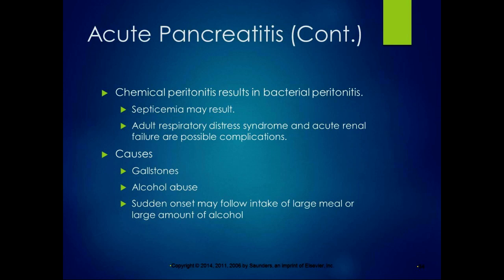It can be caused by alcohol abuse. Sudden onset of acute pancreatitis may follow Thanksgiving, a large meal, or a large amount of alcohol. I say Thanksgiving because people tend to overeat on holidays like Thanksgiving. And so you can have sudden onset of acute pancreatitis after a large meal or consuming a large amount of alcohol.